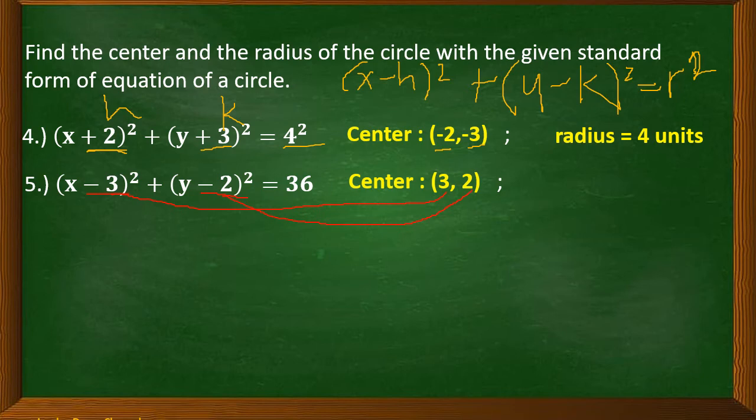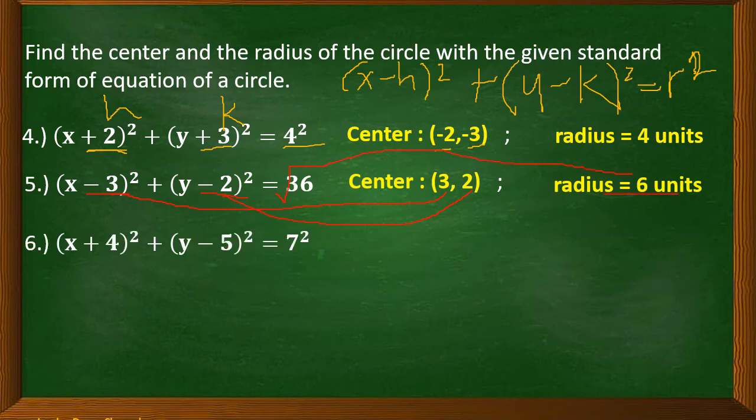For a radius, since this is not in exponential form, we have to get the principal square root. And the principal square root of 36 is 6 units. That's why we have 6 units here.